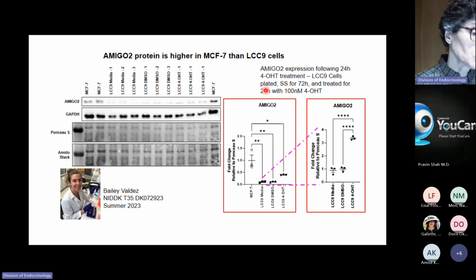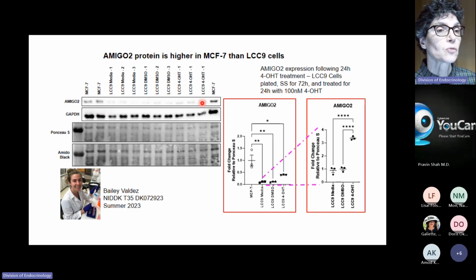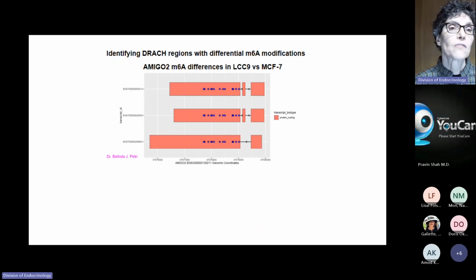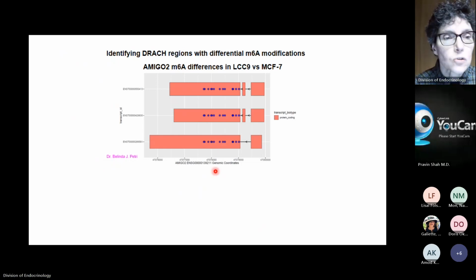So Bailey Valdez is currently an M2 student. She was supported by the NIDDK T35 grant and worked in my lab last summer, and she performed this Western blot. And we can see that the protein levels of AMIGO2 are also lower in LCC9 cells compared to MCF7 cells. So Belinda analyzed the location of the m6A within DRACH motifs in the 3, remember I said there were 3 transcripts of AMIGO2. So these are the 3 transcripts, and you can see where the m6A sites are. They're all at the end of the transcript, I think.